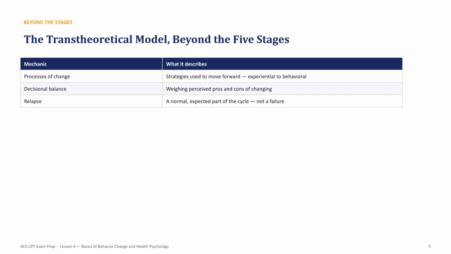Second, decisional balance. This is simply weighing the perceived pros and cons of changing. Early on, the cons often outweigh the pros. As someone progresses through the stages, that balance tips the other way. And third, relapse. And this is an important one for the exam. Relapse isn't treated as a failure in this model. It's built in as a normal, expected part of the cycle, often just a temporary return to an earlier stage. Understanding these 3 mechanics is what separates a surface-level knowledge of the stages from a real working understanding of the model.